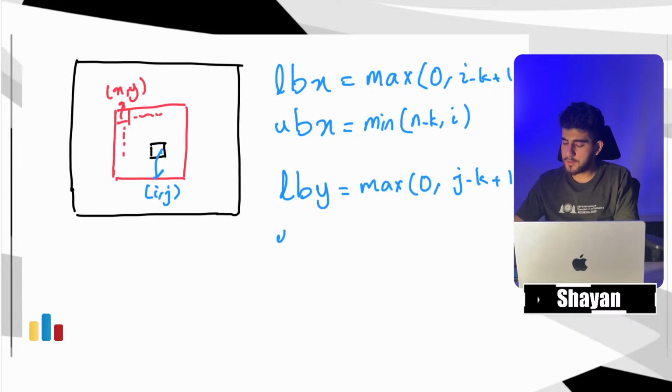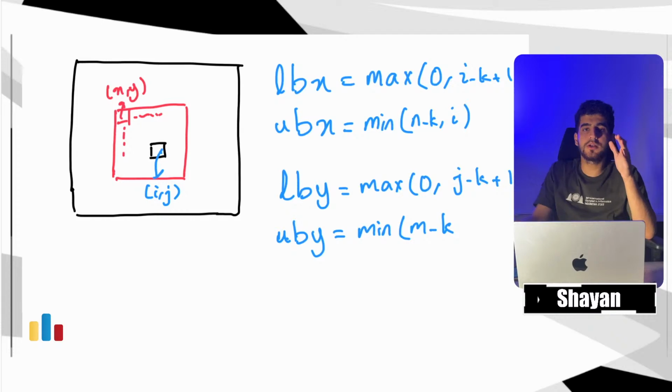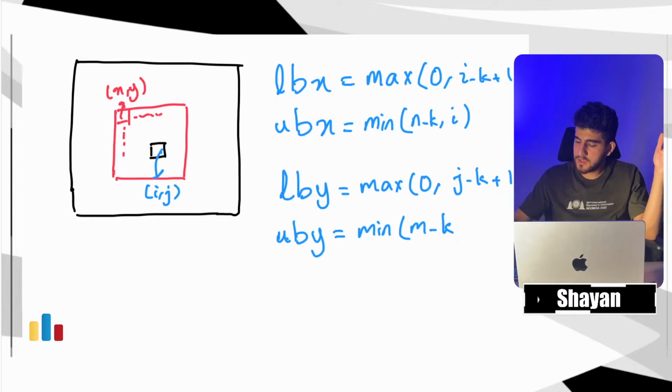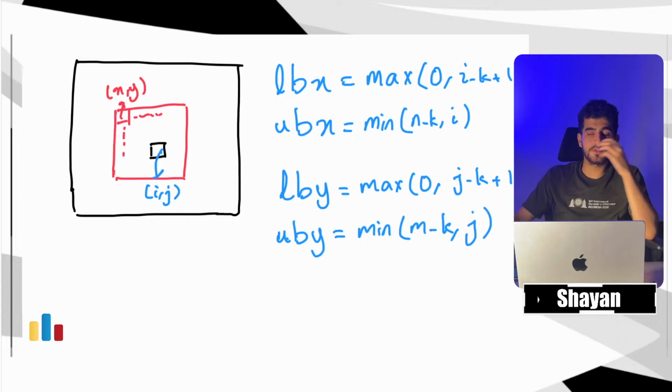And also the upper bound for y. For the upper bound, I need to say that it is going to be the minimum of m minus k, because if it starts after m minus k, it will go out of the grid. And j, it cannot start after j, because if it starts after j, it will not cover this cell.